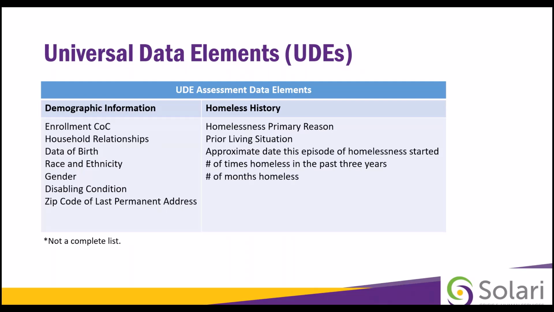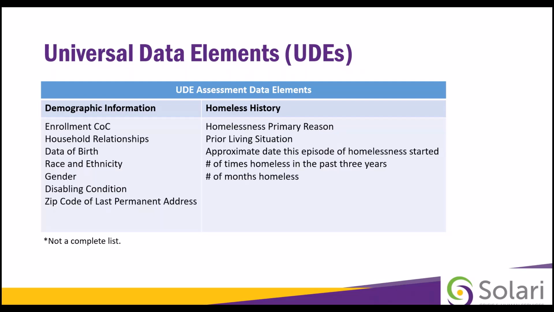Here are some examples of the data elements collected on the UDE assessment. We will discuss these elements further once we complete the assessment for our client. On the UDE assessment, a user will be collecting a client's demographic information and a homeless history. Some examples of demographic information would be the enrollment CoC data element, head of household relationships, date of birth, race and ethnicity, gender, disabling condition, and zip code of last permanent address.